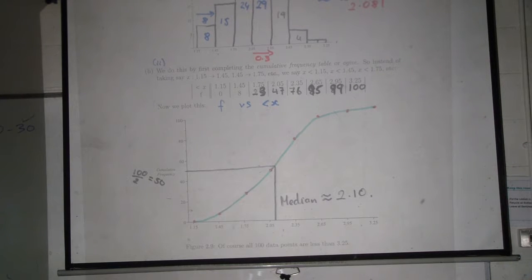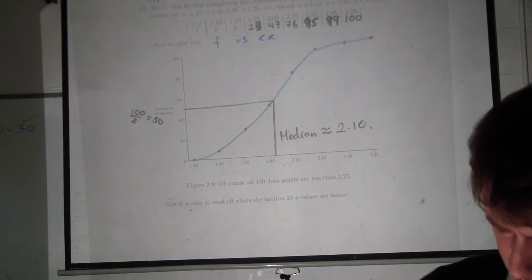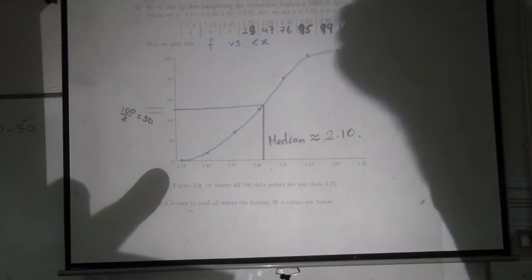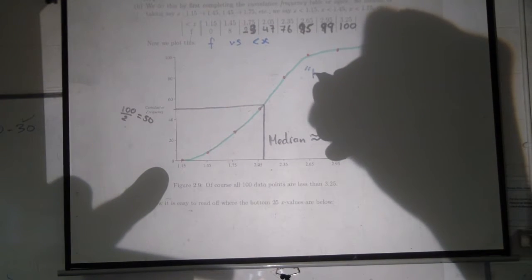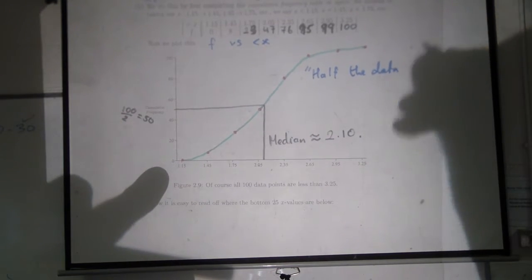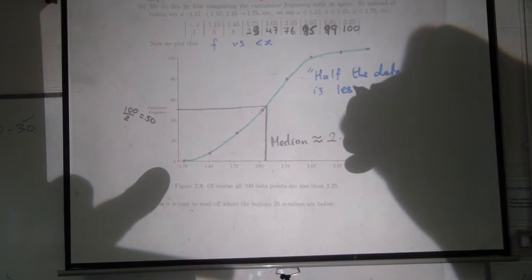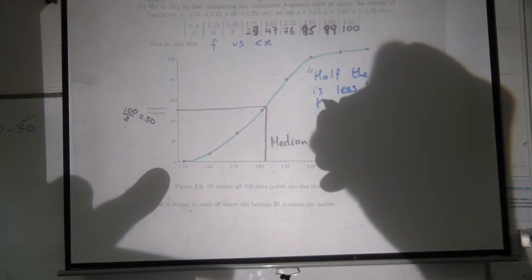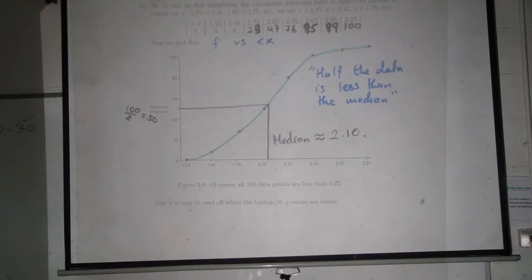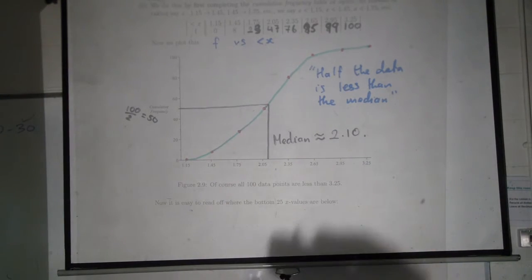Now there's a little question underneath it says interpret the value. So the interpretation is half the data is smaller than this, half the data is bigger. So you can say it either way you want. I'd say half the data is less than the median. I don't know what's going on about bottom 25. It should probably say bottom 50.